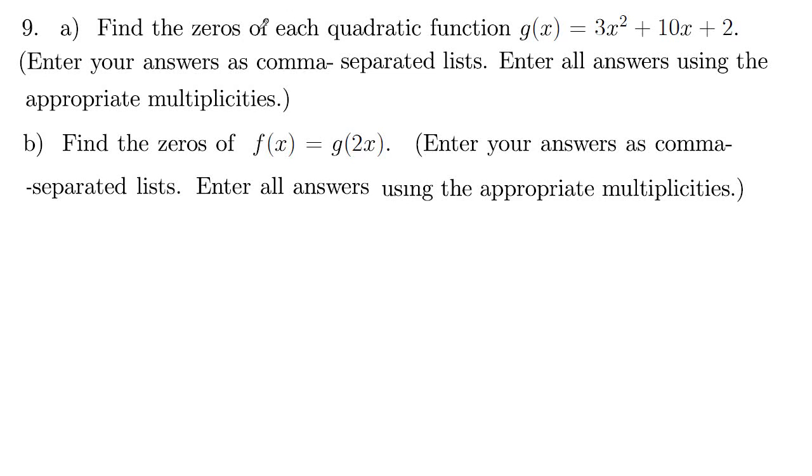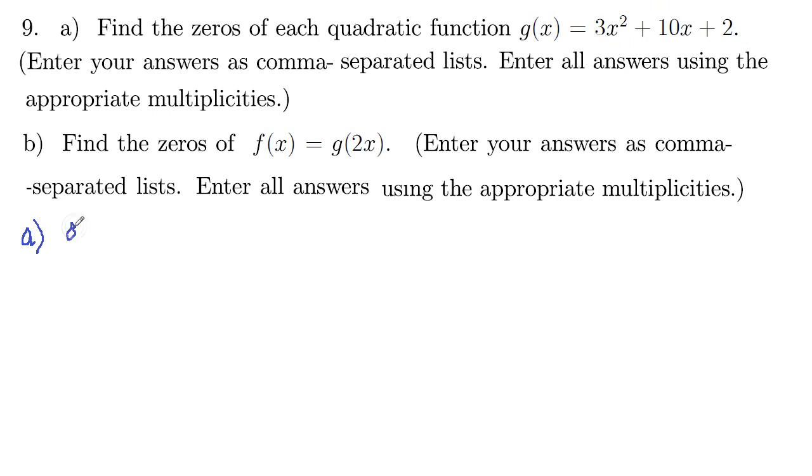Here in problem 9, they want us to find the zeros of the quadratic function 3x squared plus 10x plus 2, entering our answers as comma-separated lists, incorporating multiplicities. And then they want us to find the zeros of f of x, which is g plug in 2x, and do the same thing. So, in part A here, this is a quadratic function. And this one I don't believe factors nicely, so why don't we go ahead and use the quadratic formula on that.